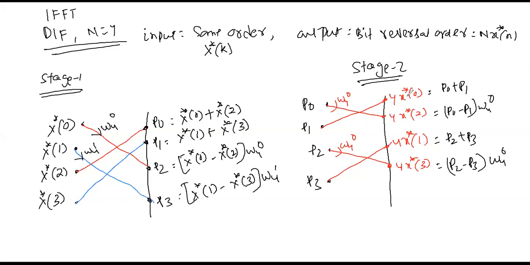If you remember DIT, just reverse the DIT and we get DIF; only the butterfly changes. It's very important to remember the butterfly. Don't get confused with the butterfly, otherwise the whole thing will be a mistake. So this is your stage 2 calculation.